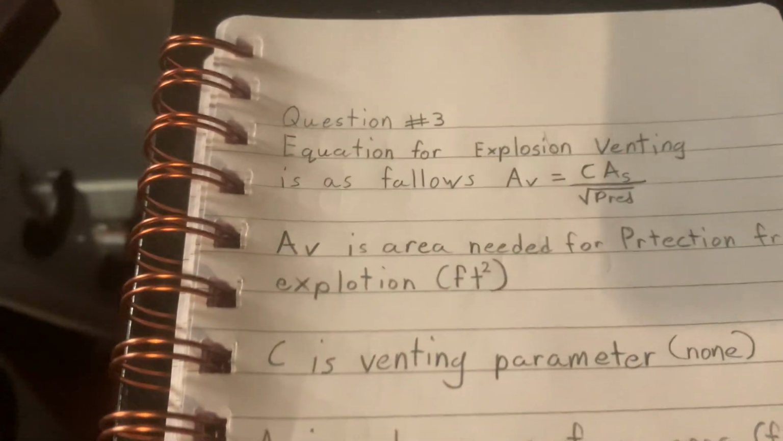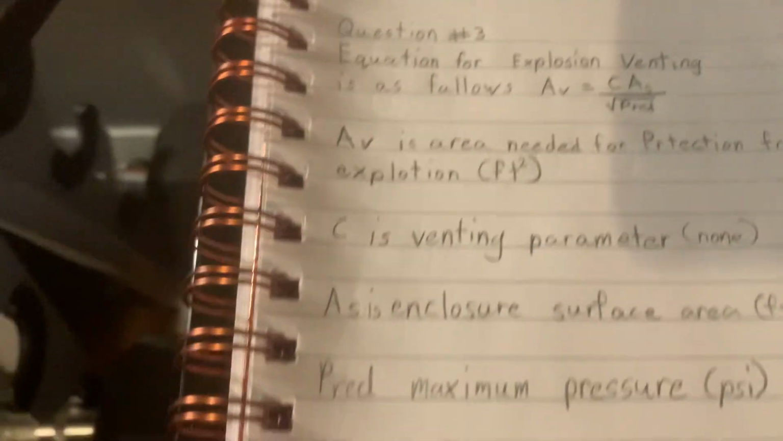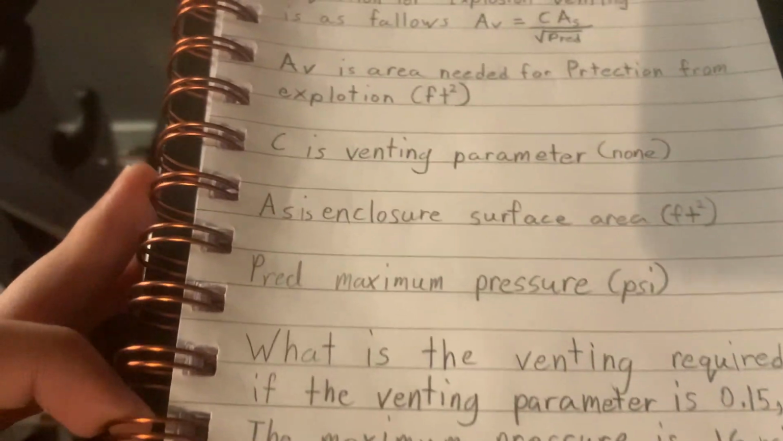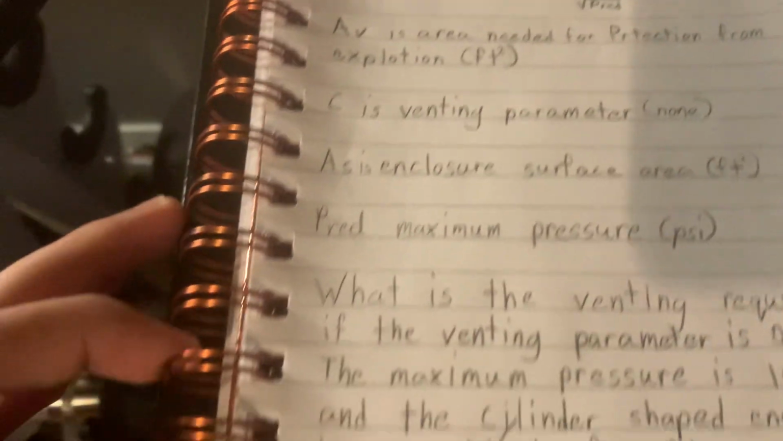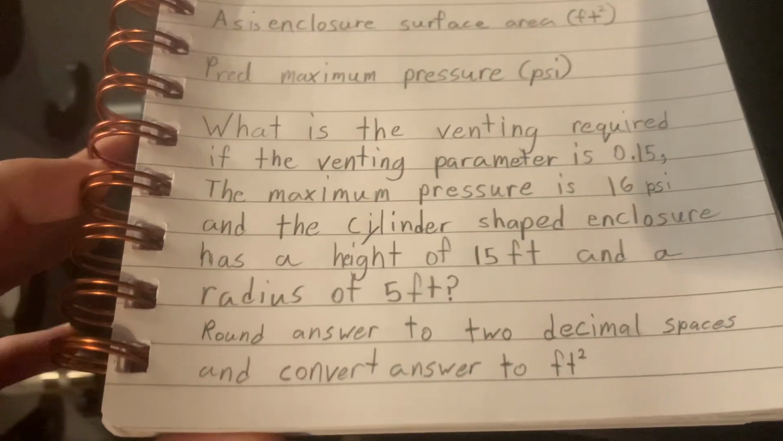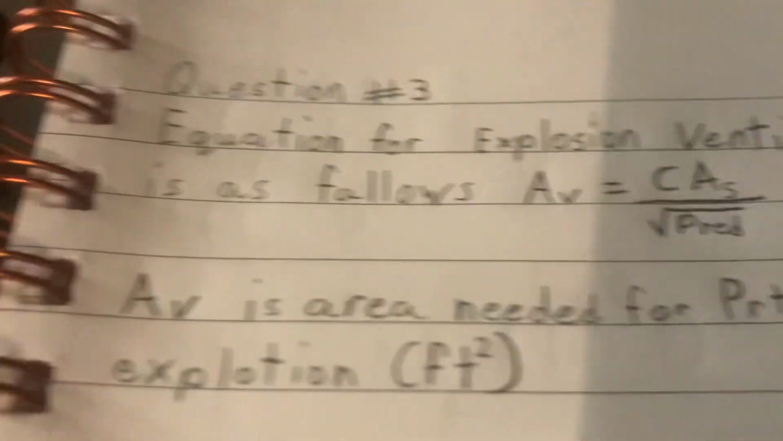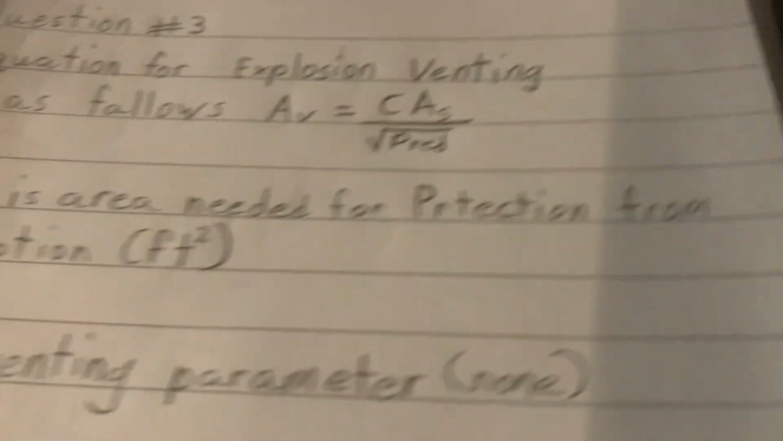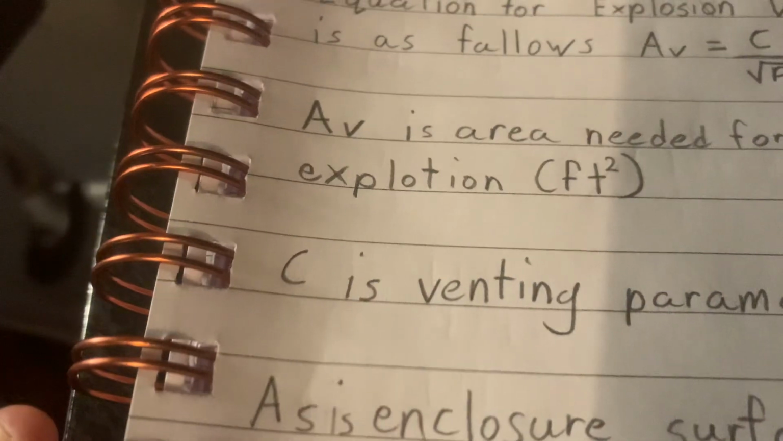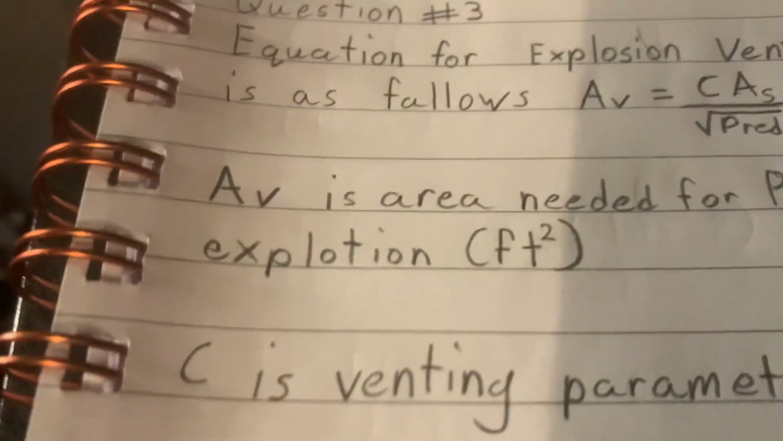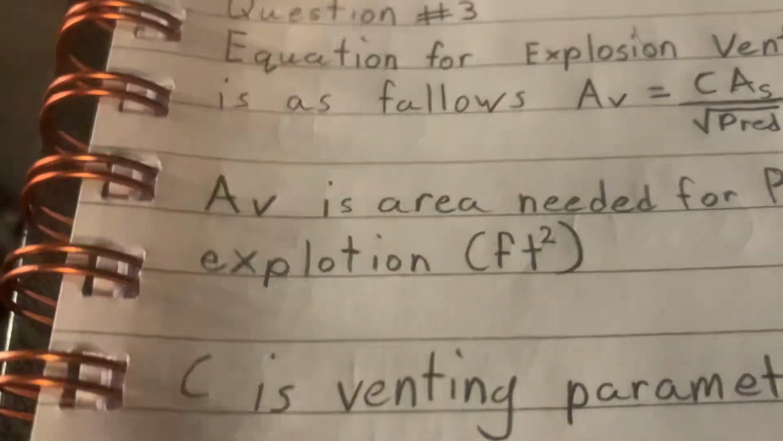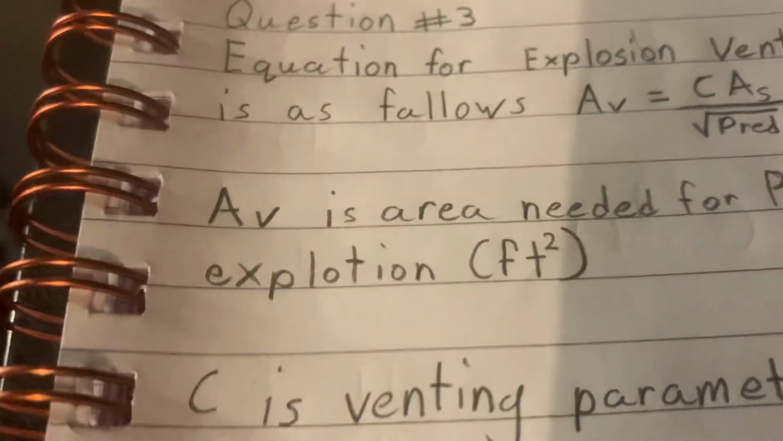All right, this question is going to be a little longer. So we're going to be looking at this whole page to give us the information that we need to solve for AV, which was indicated by the bottom here. All right, so what is AV exactly? AV is the area needed for protection from explosions. That's how big the vent has to be in feet squared to protect yourself from an explosion and make sure the building you're in does not succumb to damage.